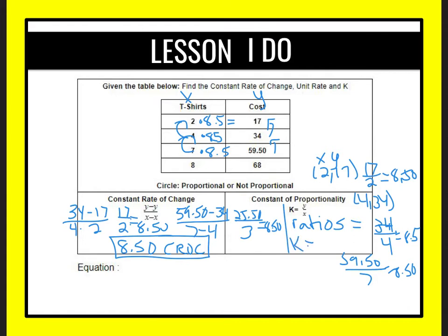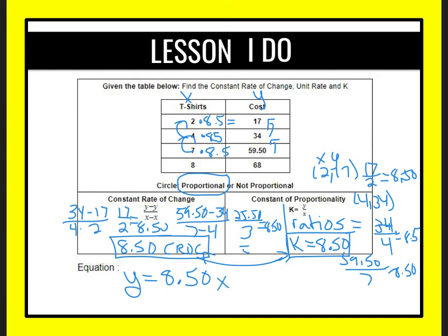What is my k then? $8.50. And once again, are these two equal to each other? Yes. So this is an indicator that I have a proportional situation. My equation is, in order to get the cost of each t-shirt, I must multiply $8.50 by every single t-shirt. So this is the equation for this scenario, and it's proportional.